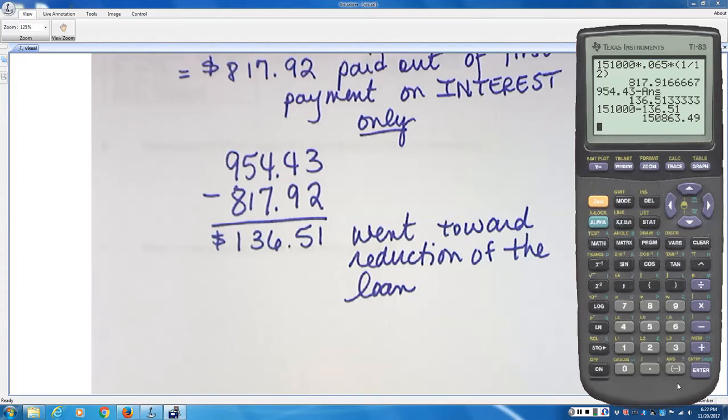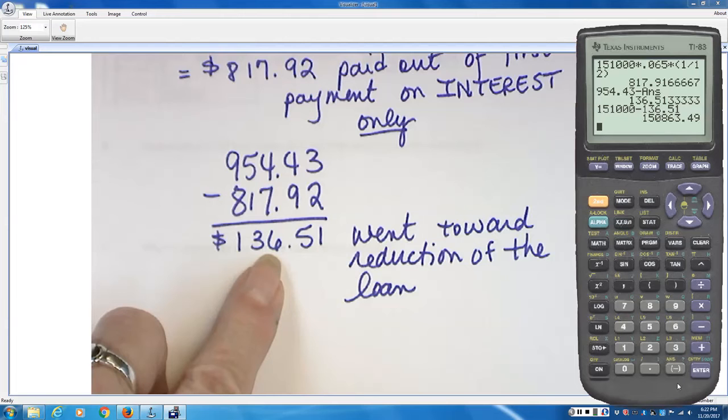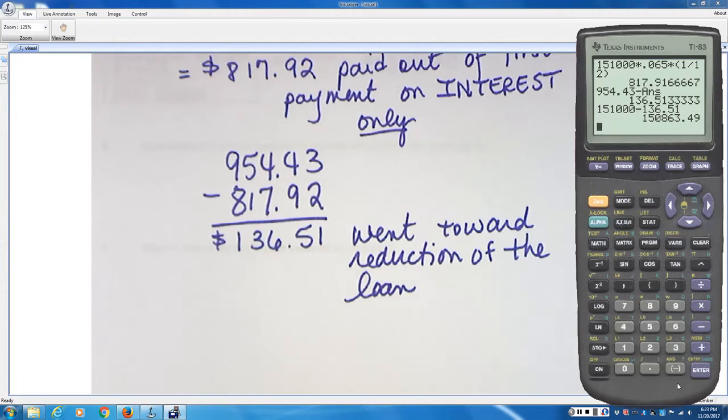Now, as time goes on, this amount and this amount will trade places. This becomes smaller every time, this becomes larger every time. But in the beginning, that growth is really, really slow. The next time it might be as much as $1 more toward the house, but not much. Okay?